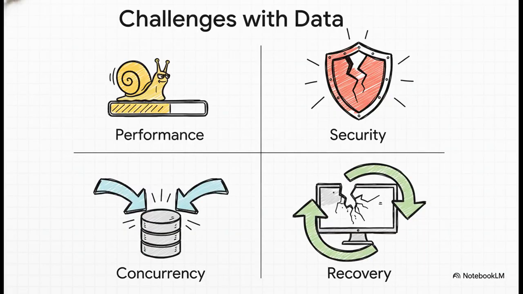So you've got these four major headaches: performance, security, concurrency, and recovery. Finding anything becomes painfully slow, it's hard to control who sees what, people start overwriting each other's work, and if the system crashes, good luck getting your data back. Database systems are specifically engineered from the ground up to solve these exact problems. They're built to be fast, safe, and reliable.